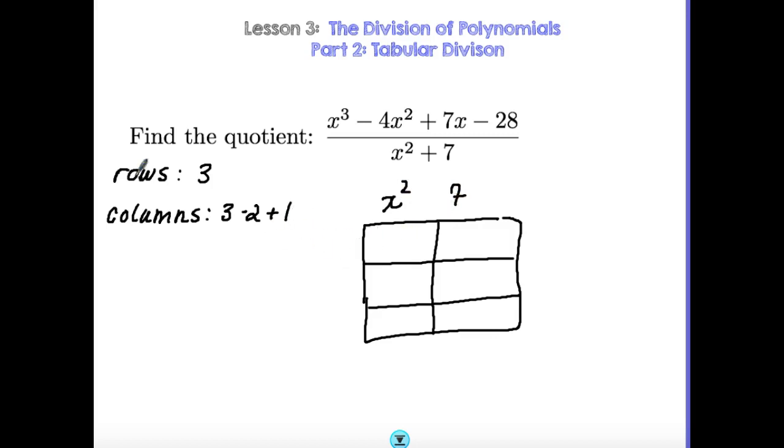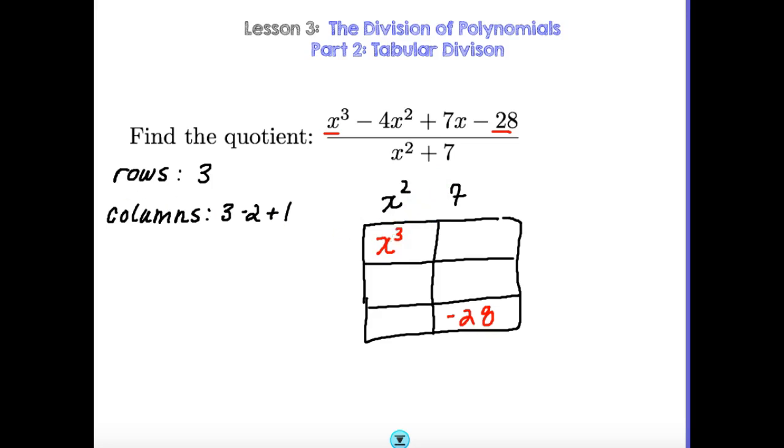Okay, and then what we're going to do is, remember, the first term, the x cubed, is going to go in the first box here. Okay, and the constant minus 28 is going to go down here. Okay, so we could have put the x squared plus 7 over here, but I chose to put it up here. So we're still finding the quotient here.